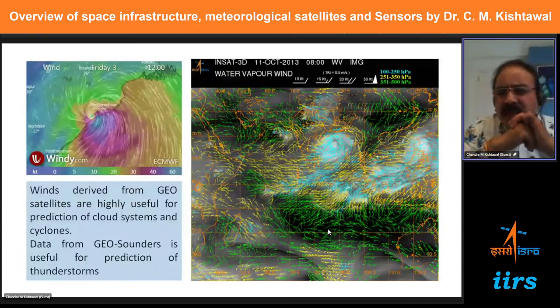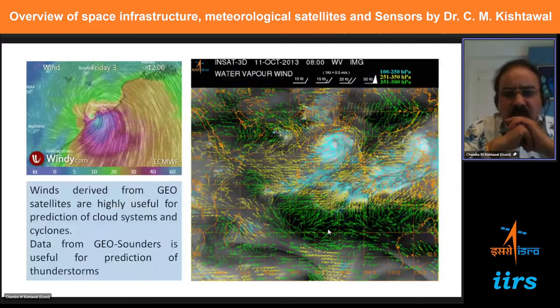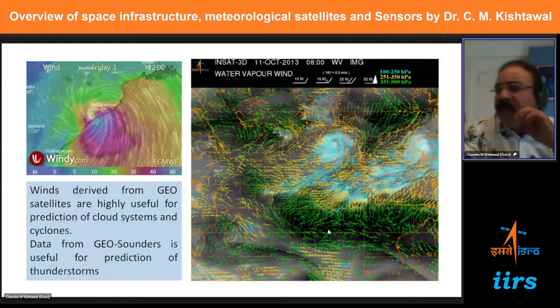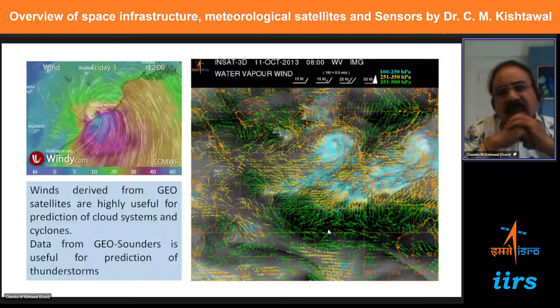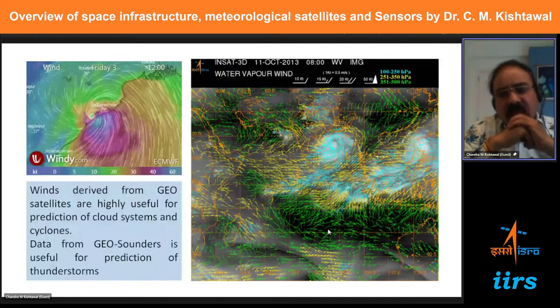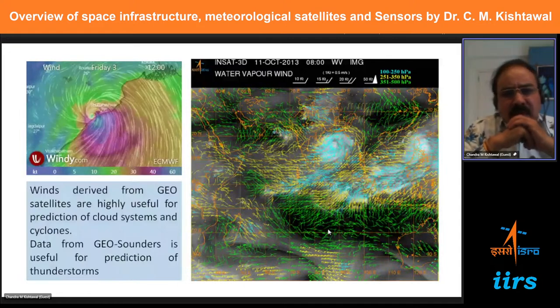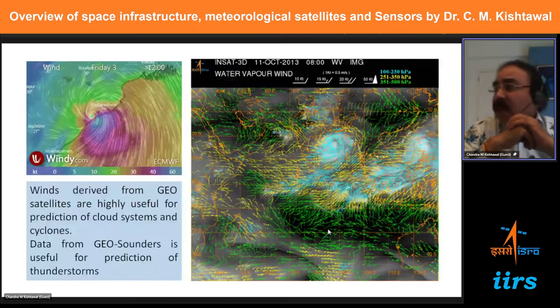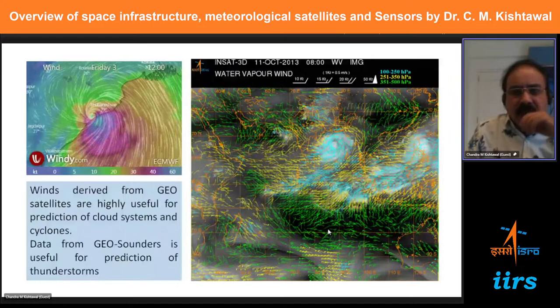And you know, these winds are the only source of the upper level winds in the presence of clouds. Even other systems like ADM and laser-based systems can't detect the winds in this kind of situation. This is a very valuable source of information on the upper level winds, and an extremely valuable input to the numerical weather forecast models.